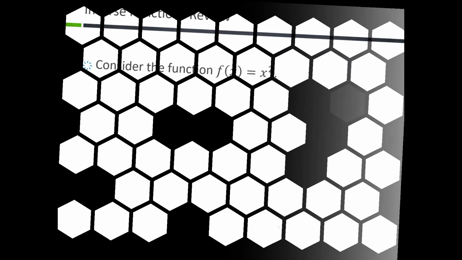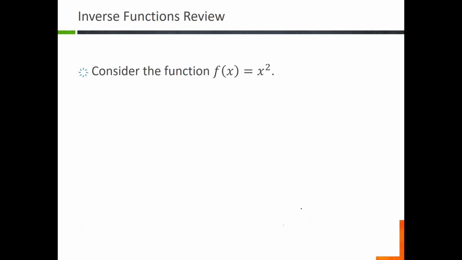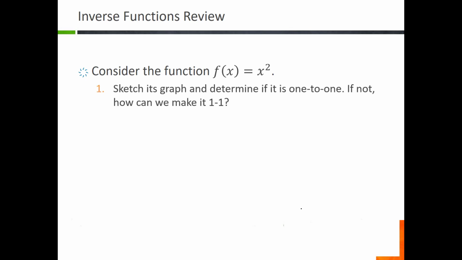Okay, so let's look at a more specific example that you would have been familiar with back in algebra. Let's look at just the function f of x equals x squared. The first thing we want to do is sketch its graph. We want to verify that it is a function, and then we want to see, is it 1 to 1? So let's start with that. If we draw the graph of x squared, remember that was our parabola. It's kind of like a big U.